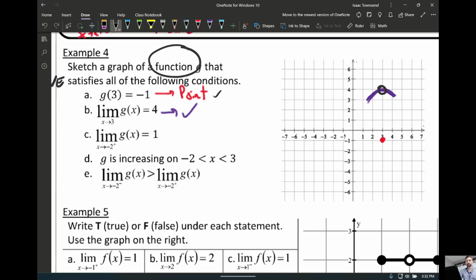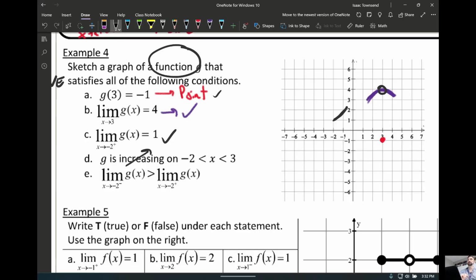Okay, and then you just go through these clues one at a time. So the limit as x approaches -2 from the left or the right should be 1. So again, I'm just doing that. From the right of -2, it approaches a y value of 1. It says this function is supposed to be increasing from -2 to 3. What does increasing mean on a graph? As you go towards the right, the y values also go up.